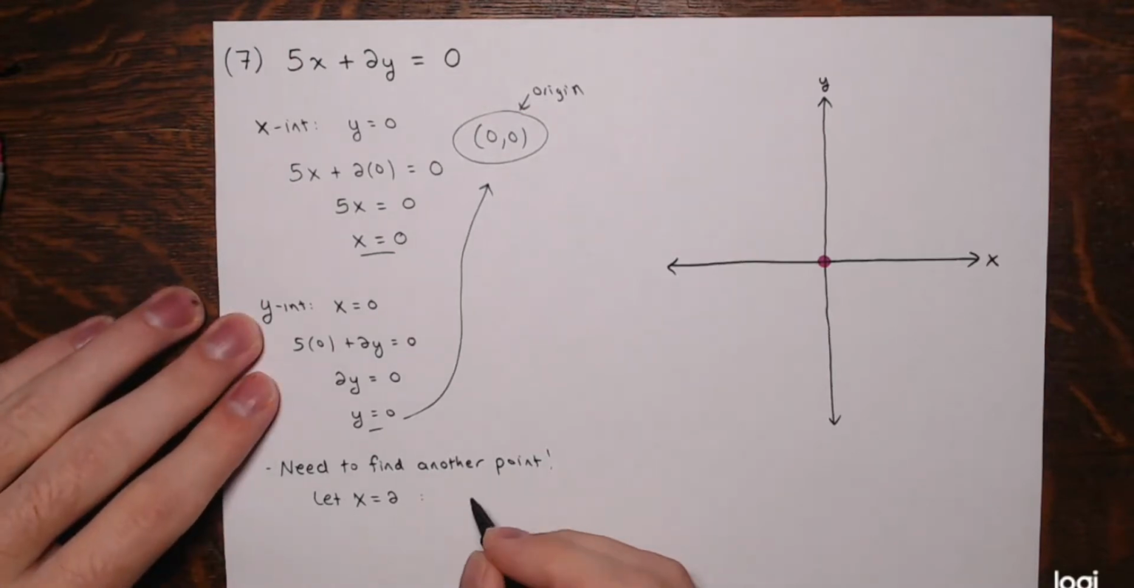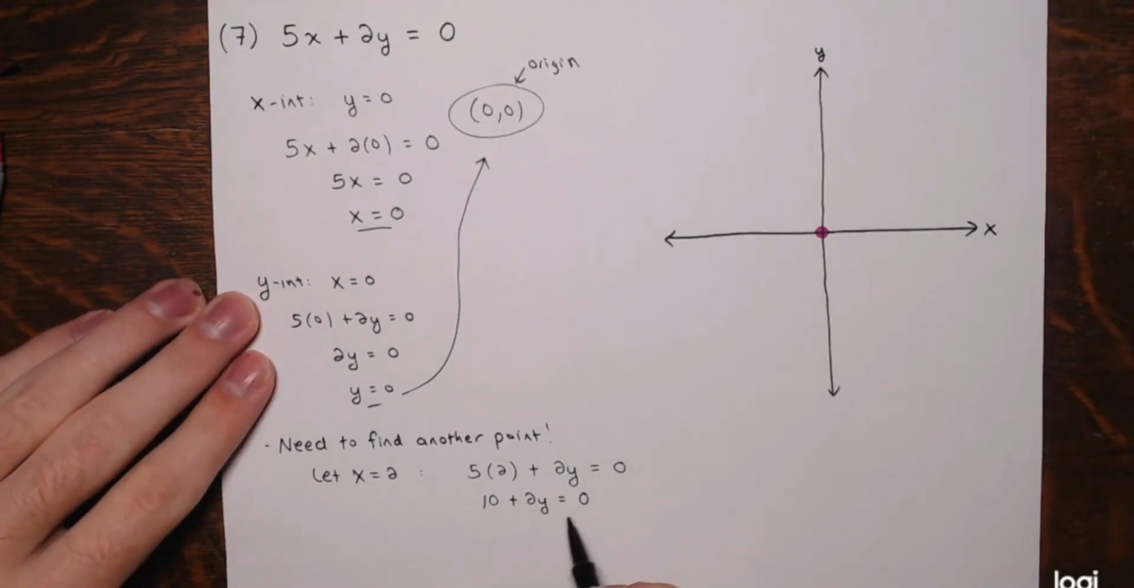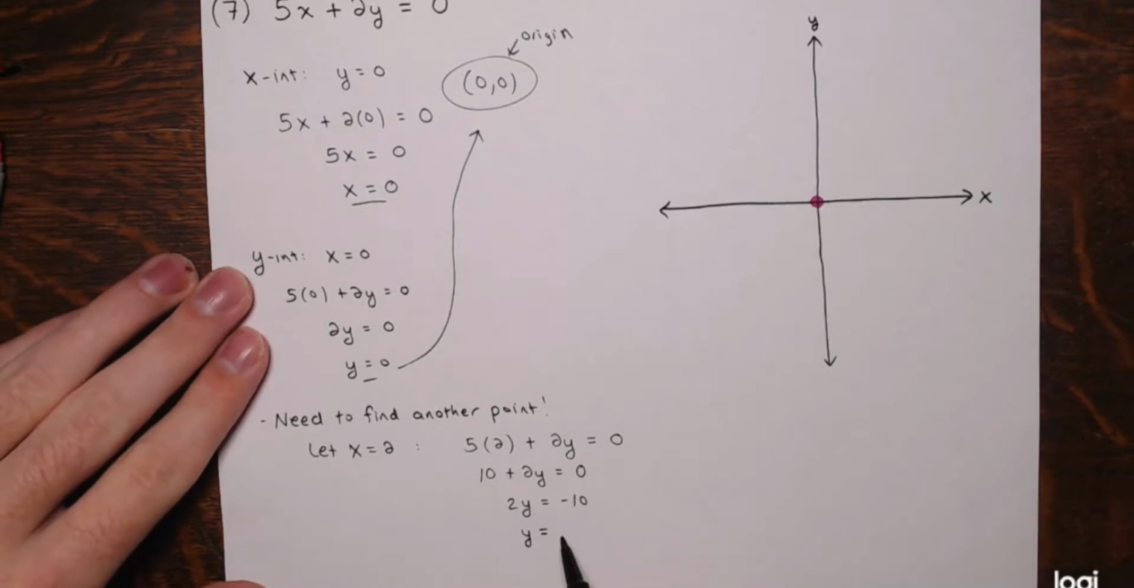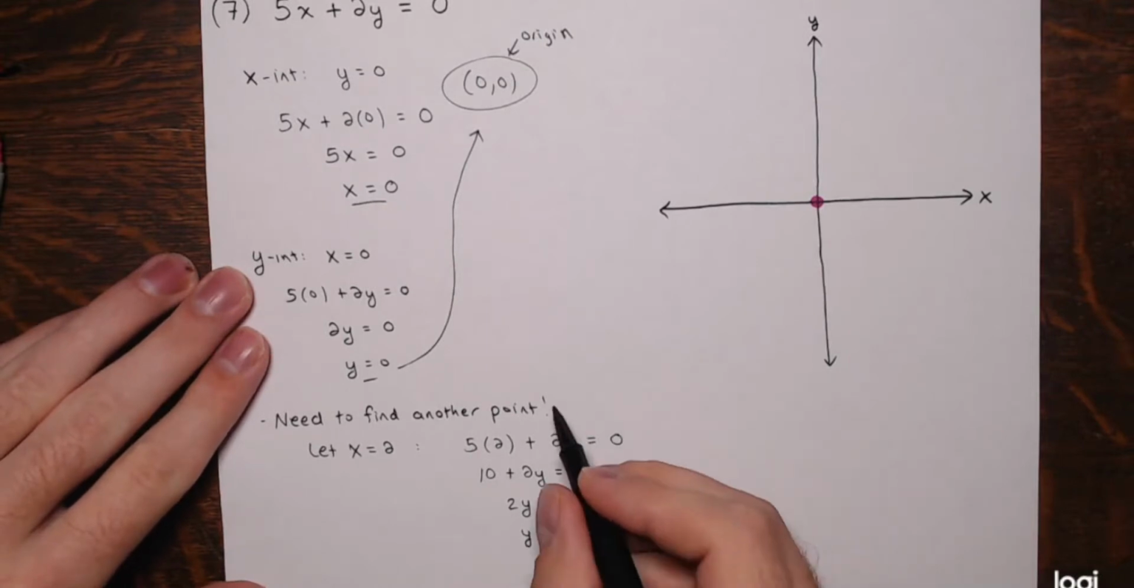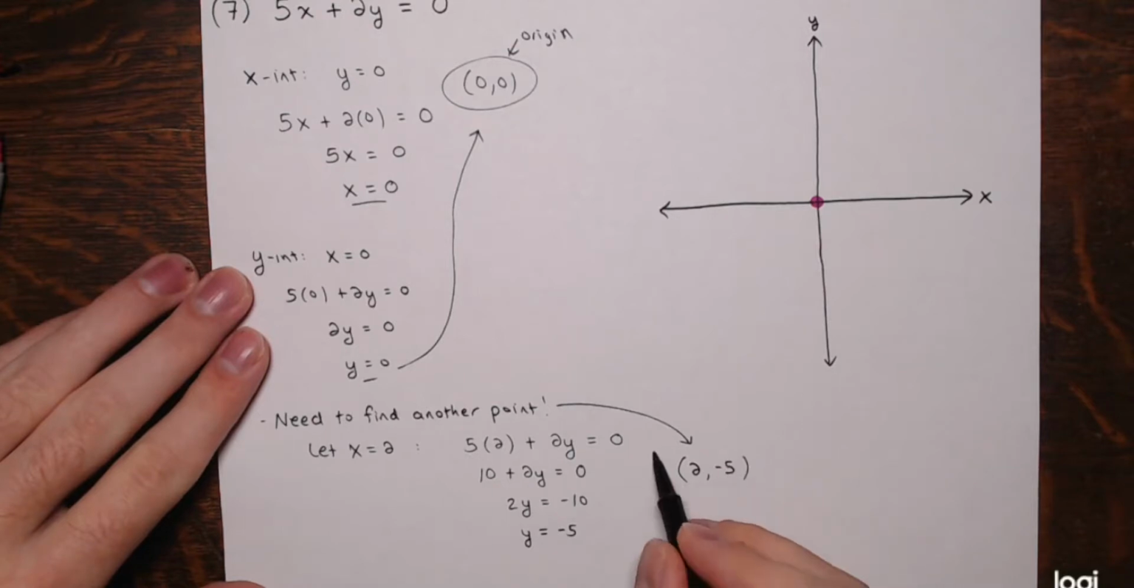So I'm going to let x be 2, so we have 5 times 2 plus 2 times y equals 0. This is 10 plus 2y equals 0. Just let x be something else, like I did here, and then we solve for y. I'd subtract 10. We get 2y equals negative 10, right, 0 minus 10. Then divide by 2. Negative 10 divided by positive 2 is negative 5. So another point has an x coordinate of 2 and a y coordinate of negative 5, and that's all I should need.